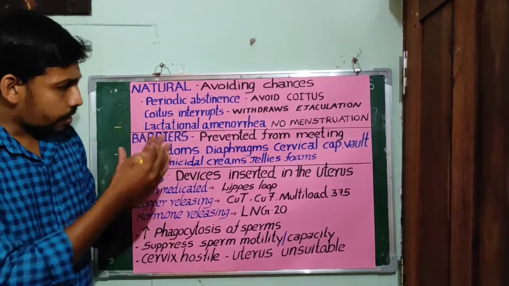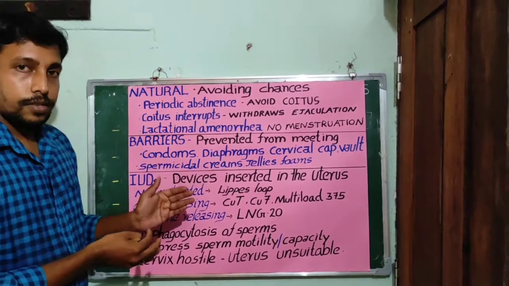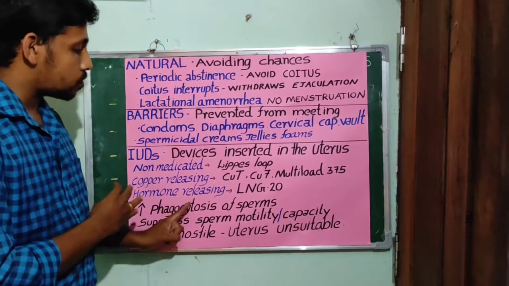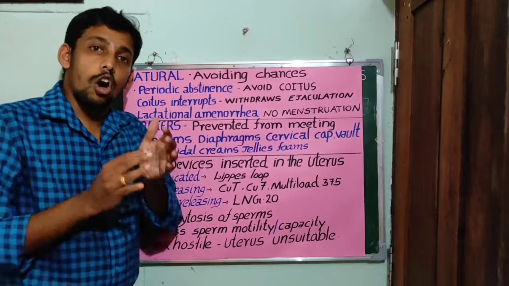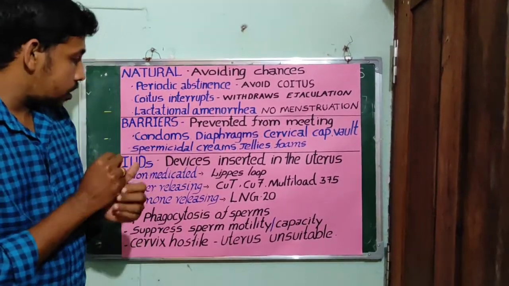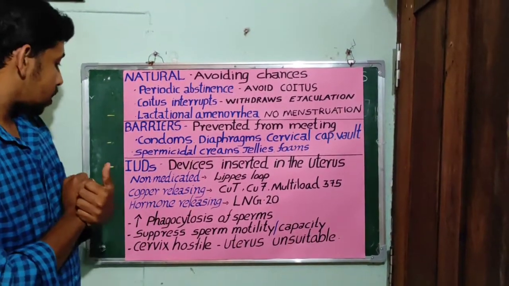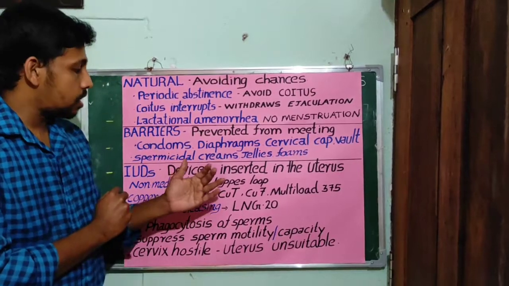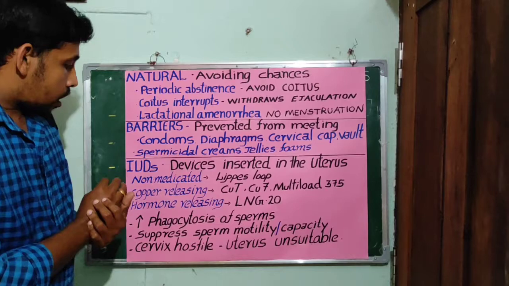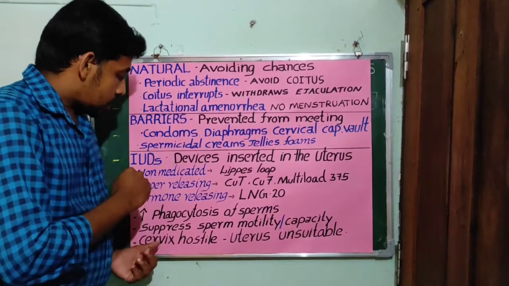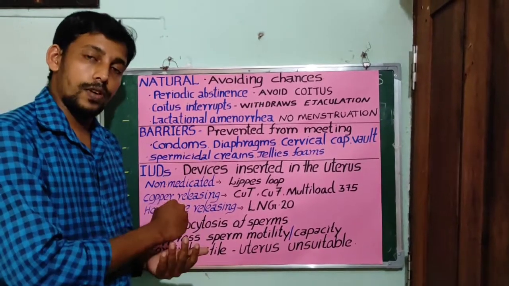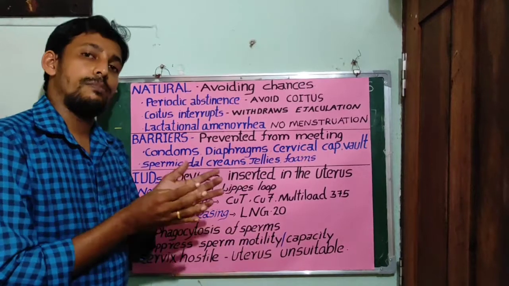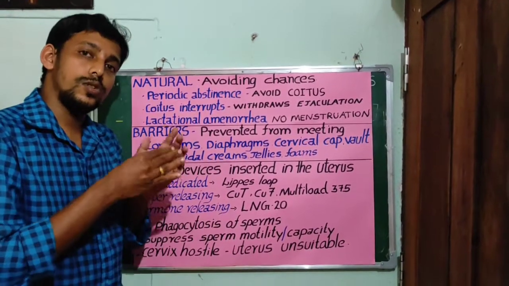These devices increase the phagocytosis of the sperms in the uterus, which kills the sperms. They also suppress the motility of the sperms. They make the cervix hostile to the sperm, and they also make the uterus unsuitable for implantation.